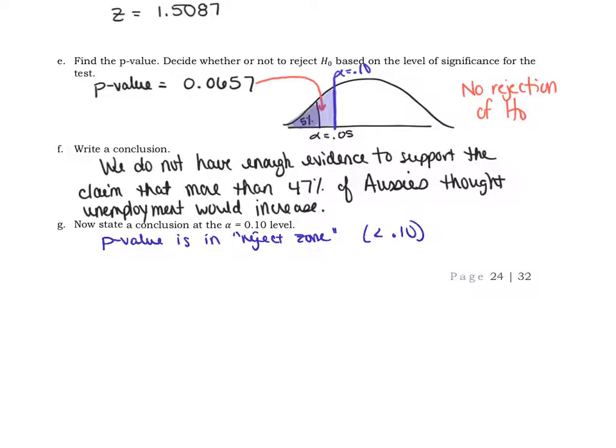Basically, that means we would have the exact same conclusion we just wrote, except we take out the "do not have" and say we have enough evidence to support the claim. The rest of it would be exactly the same. The only thing we take out is the "do not."